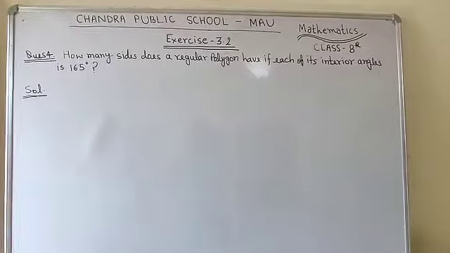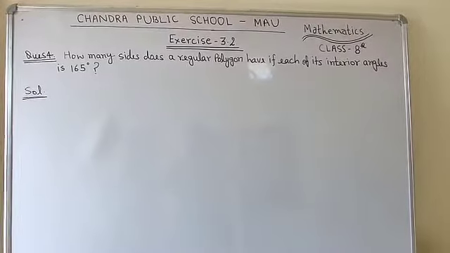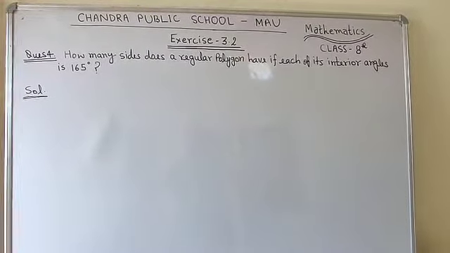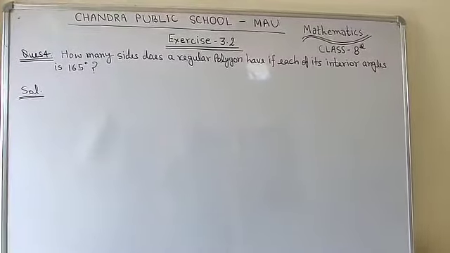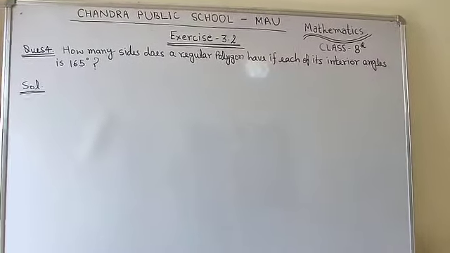So again welcome students. Today I am going to explain the rest of the questions given in exercise 3.2. Here I have written question number 4. How many sides does a regular polygon have if each of its interior angles is 165 degrees?